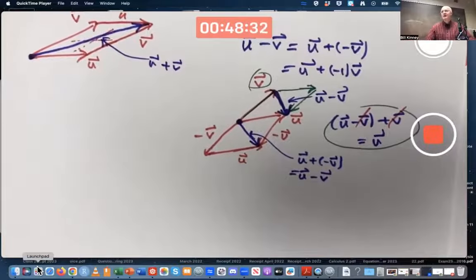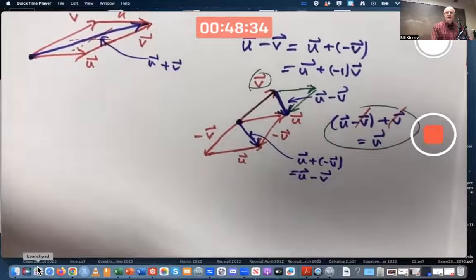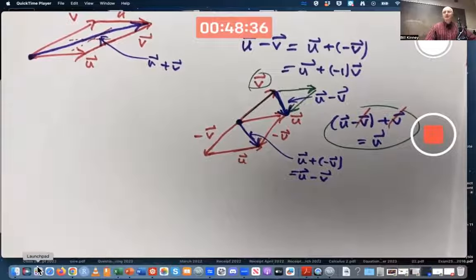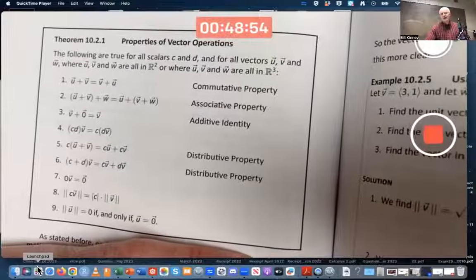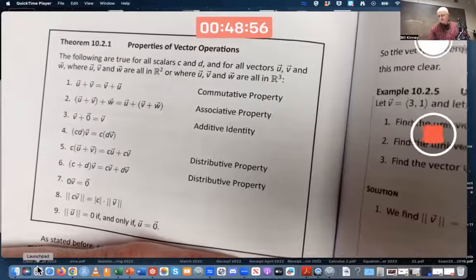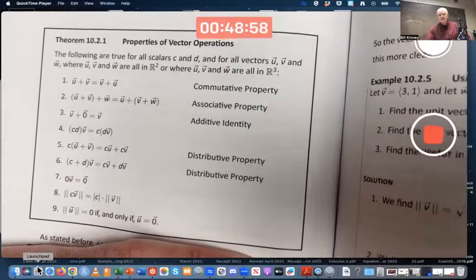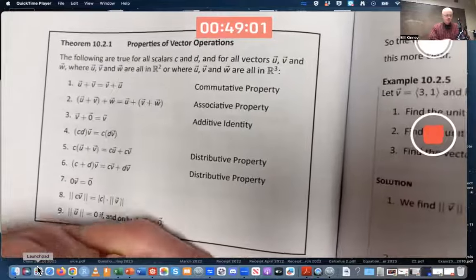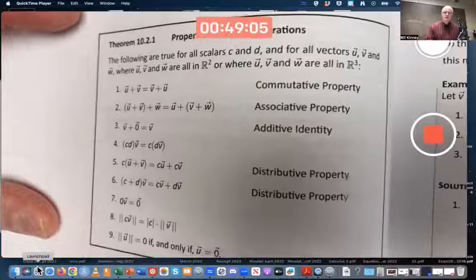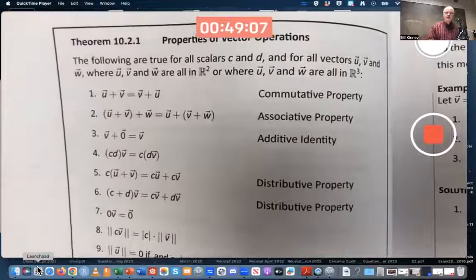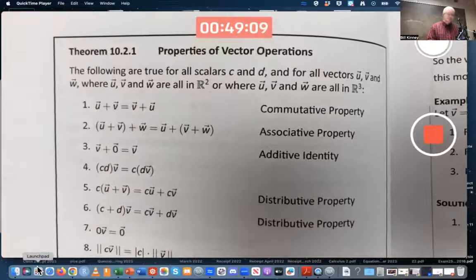Vector addition and scalar multiplication satisfy a bunch of algebraic properties. Instead of trying to write them all down, which would take 10 minutes, let's look at them in the book. Algebraic properties of vector operations, meaning vector addition and scalar multiplication. They're all properties you would want to be true. U, V, and W are all vectors. C and D are scalars.